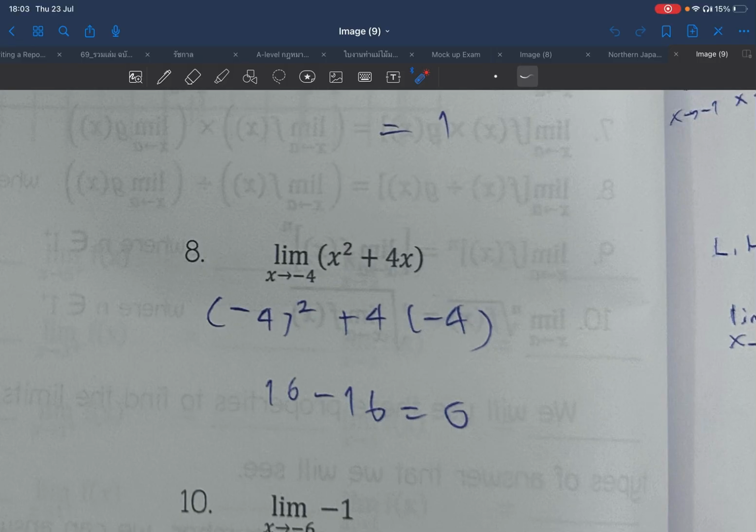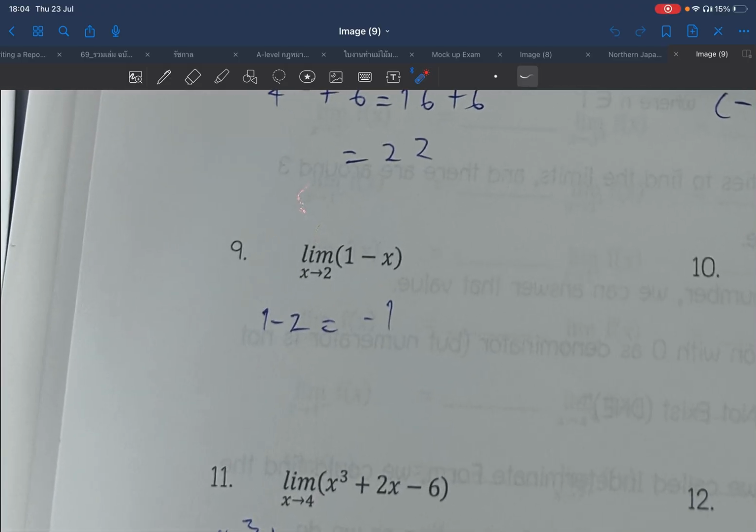Alright, so question number 8. The limit of x power of 2 plus 4x as x approaches minus 4. So we substitute x equals minus 4 into the expression. The first term is minus 4 power of 2, which eventually becomes 16, and 4 times minus 4 in the brackets becomes minus 16. So we should add them together, and we will get 0.